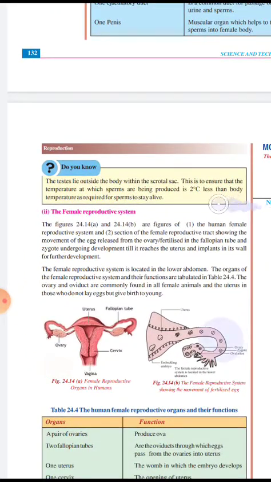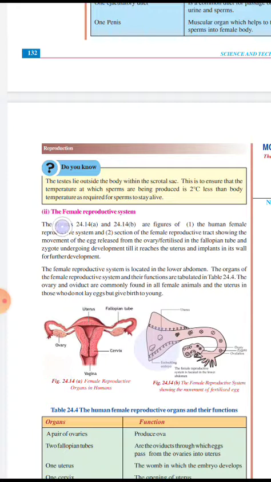One more thing: here they have given information that the testes lie outside the body in the scrotum. That is the scrotal sac. The reason is that the sperms produced in the testis have to be 2 degrees Celsius lower than the body temperature, so they are kept outside of the body. That is why the testes lie outside the body, so that the sperm stay alive and don't die, as they would if the temperature were the same as the body temperature.